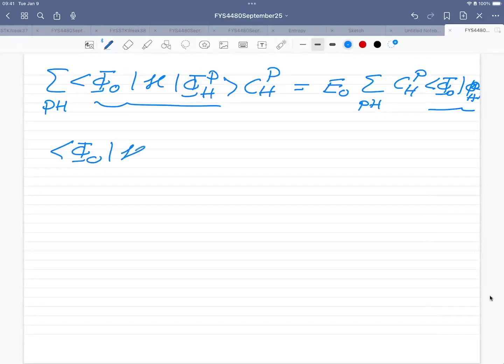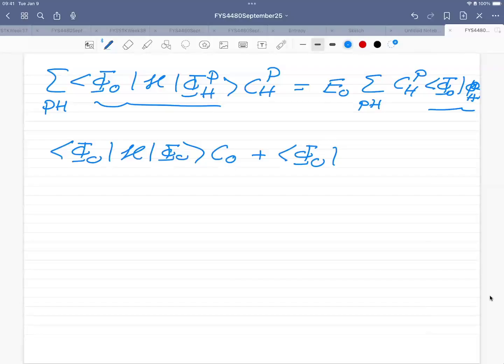And then I have H, and then I have phi 0. That's the first term. And then I'm just going to reintroduce C0, which we put to 1 using intermediate diagonalization. But let's keep it like C0 now. This gives us now the next term, which is phi 0.